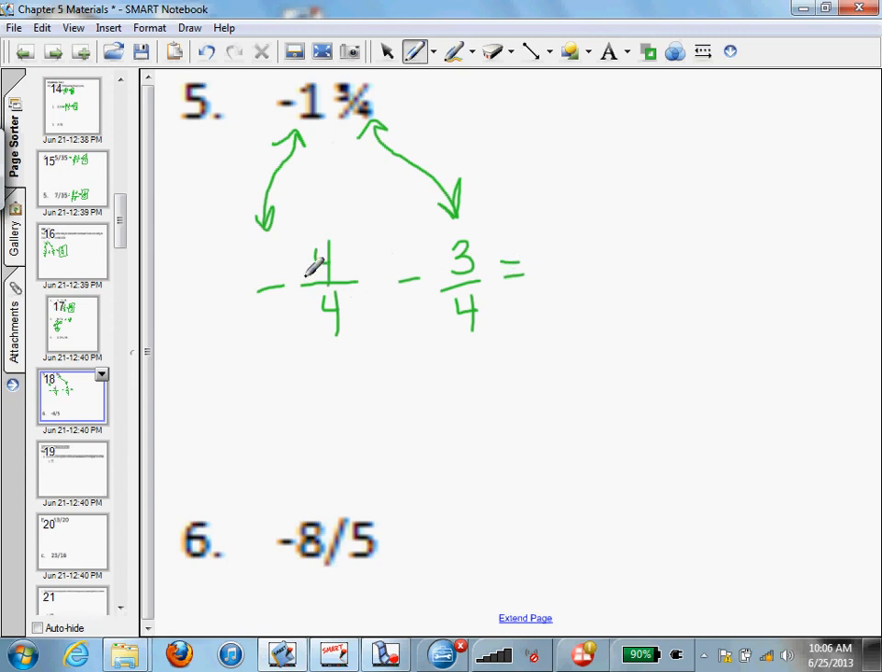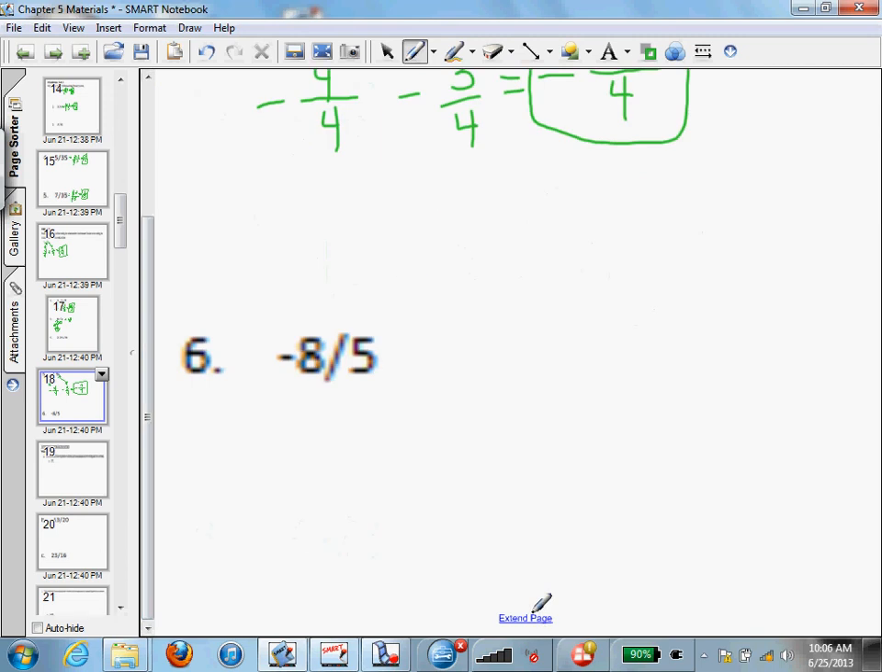So a negative minus, or a minus being subtracted, is going to give us a minus, according to our rules of subtraction. And when adding or subtracting, we have the same denominator. They have to be the same, so we keep it for the answer. And finally, -4 minus 3 gives us -7. There's a minus right there. So there's the answer.